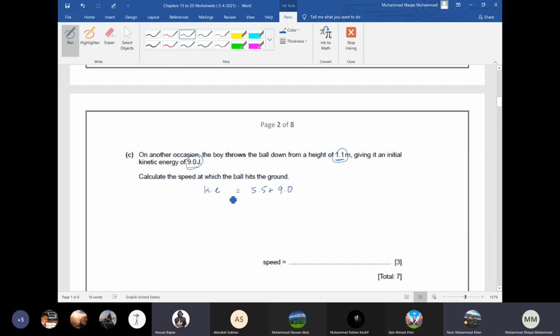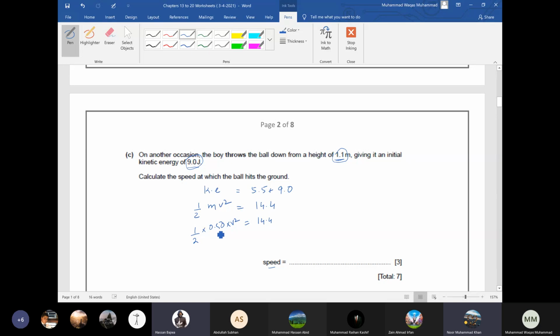14.5. Shabash, since we have to find the speed, we will use kinetic energy equal to half mv square, that is equal to 14.5. Now let us simply solve this question. 1 by 2 times, we know mass is 0.50, times v square is equal to 14.5. Now beta, if you solve this, there are two ways. First you can solve it, 0.50 multiplied by 1 by 2. What answer do you get?